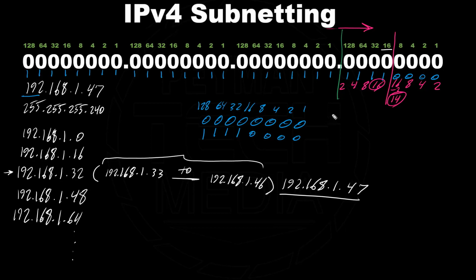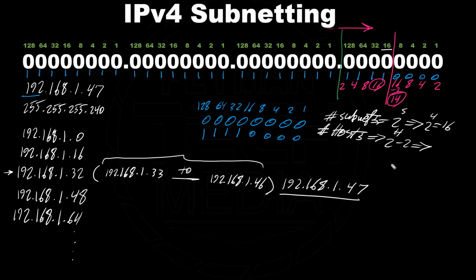Also, earlier we talked about the formula. The number of subnets is 2 to the power of subnet bits, and the number of hosts is 2 to the power of host bits minus 2. In this case, for the number of subnets, 2 to the power of what? 1, 2, 3, 4, which gives us 16. For the number of hosts, how many host bits do we have? 1, 2, 3, 4. The zeros are the host bits, and the ones are network bits. After the original subnet mask, any bits we borrow from the host are known as the subnet bits. So we have 4 host bits. 2 to the power of 4 minus 2 is 16 minus 2, which is 14. So 14 available IP addresses per subnet.